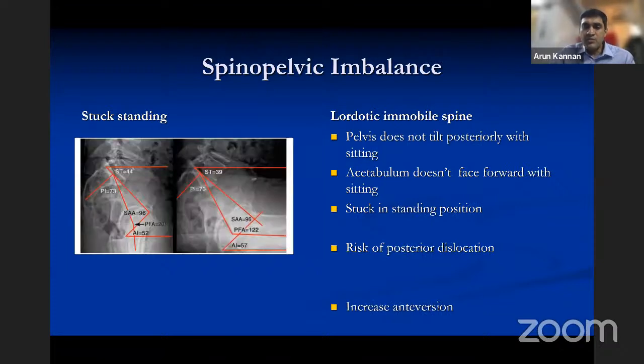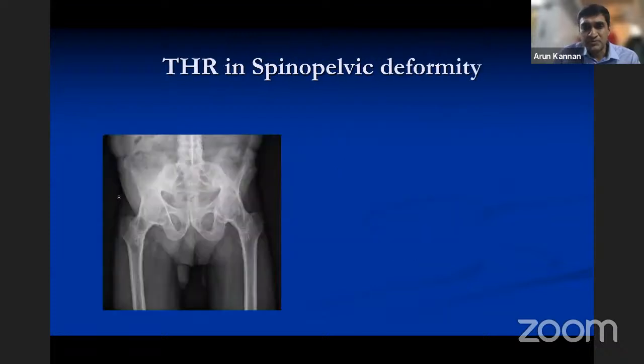The lordotic immobile spine is when it is stuck in standing position, meaning the pelvis does not tilt posteriorly with sitting. The acetabulum doesn't face forward with sitting, and it is stuck in standing position. These people are at risk of posterior dislocation, often seen with spine pathologies like listhesis or previous spinal fusion. Here the recommendation has been to increase the anteversion. How much exactly to increase or decrease is fairly difficult to calculate, but the general recommendation is to increase mostly by 5 to 10 degrees when this happens.